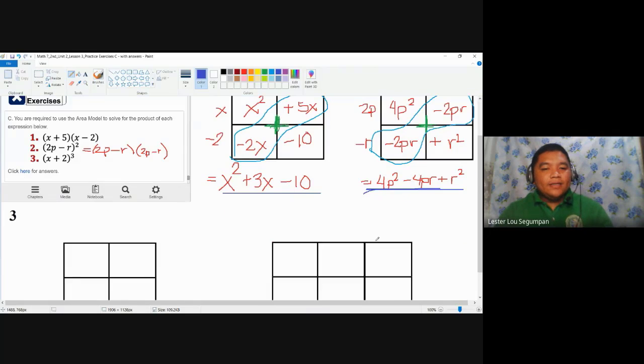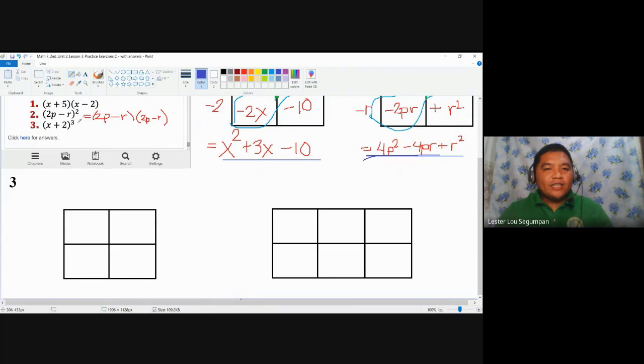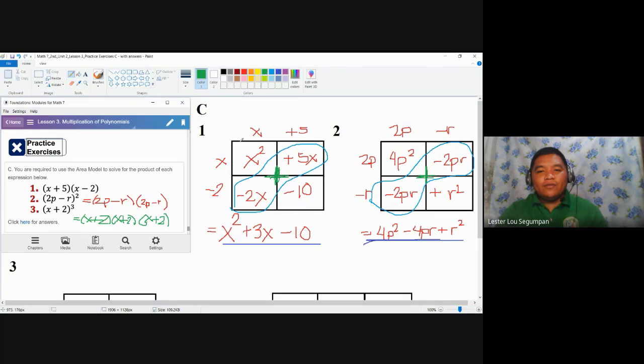Now, number three is the cube of x plus 2. If the square contains two of this binomial, then if we talk about cubes, this means three of that binomial. X plus 2, x plus 2, and you have here x plus 2. But using the area model, take note that we only have two dimensions. Just like the area of a rectangle, you have length times width only. But here you have three binomials, so three dimensions are needed.